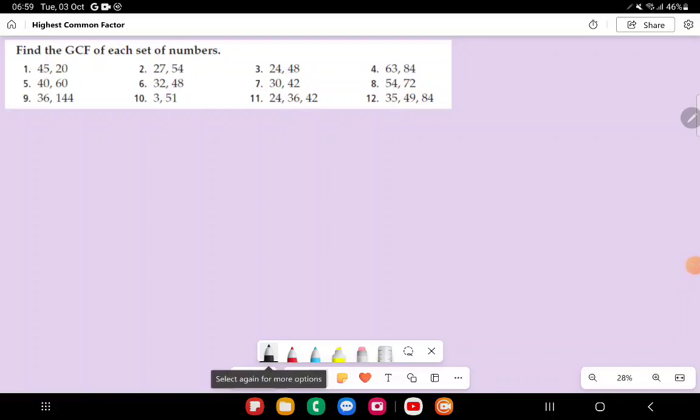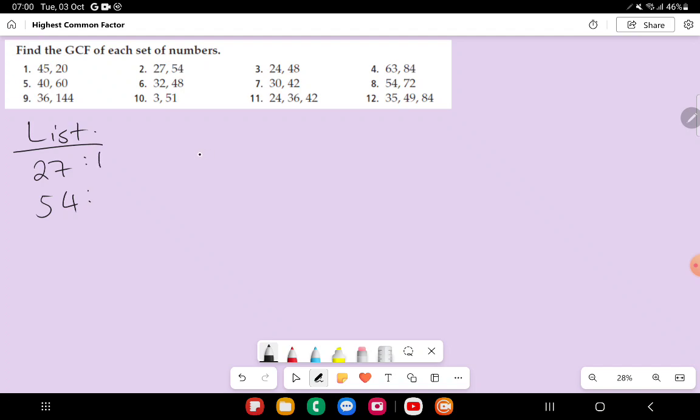Highest common factor. There are two ways in which we can factorize in order to get the highest common factor. The first way that we can do this is to use the list method, and the second way is to use prime factorization. So I'm going to show you the list method for question number 2, which is 27 and 54. And what we're doing here is we're going to do the factors of 27.